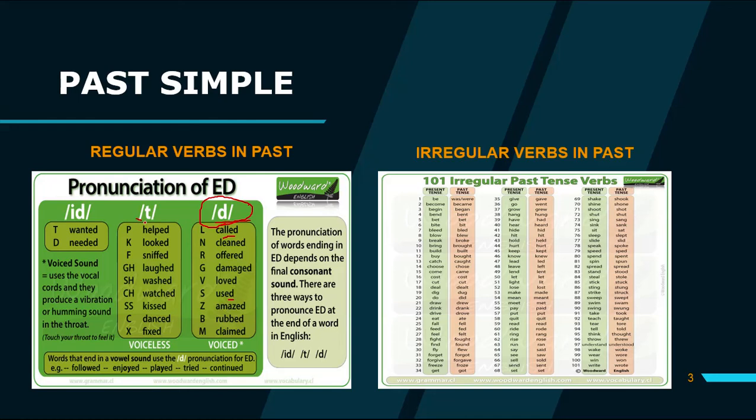But when we are talking about the t pronunciation of the -ed sound, okay, remember, the t is a strong sound. For instance, in present we say help, but in past we have to say helped. You see the pronunciation. The t is strong. Helped. Look, looked. Sniff, sniffed. Laugh, laughed. Wash, washed. Watch, watched.